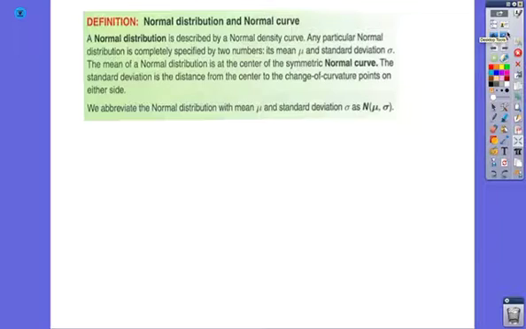Normal distribution and normal curve. A normal distribution is described by a normal density curve. We talked about the density curve already. The density curve is a curve that has an area of 1 underneath it. Any particular normal distribution is completely specified by two numbers, its mean and its standard deviation, which we've already sort of talked about.